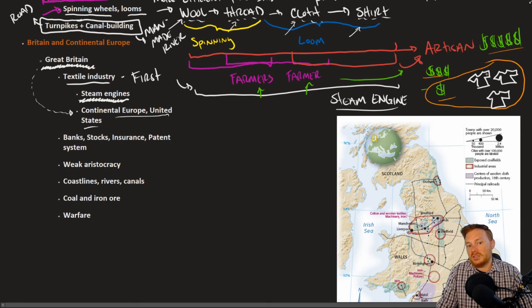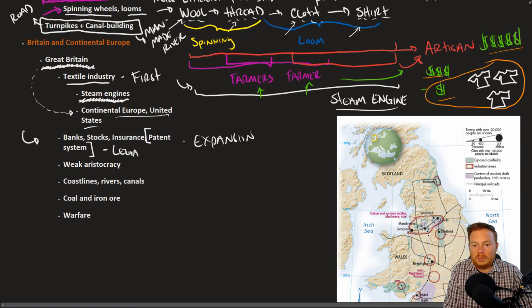And we can just look at some of the characteristics of Great Britain that really allowed it to flourish. So for example, all of these things that allowed for the expansion of the industrial period already existed, right? Banks, stocks, insurance. We might say the patent system. This might be something unique. A patent is a legal protection for an invention.